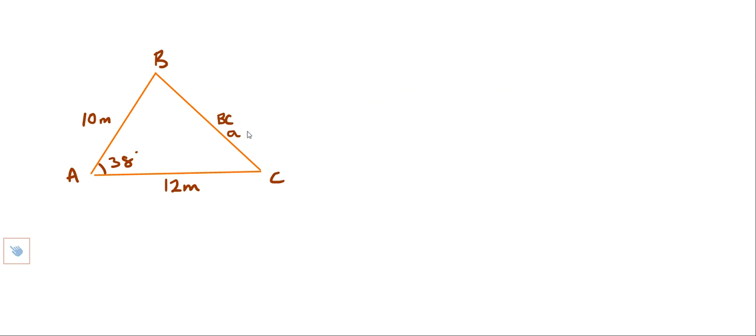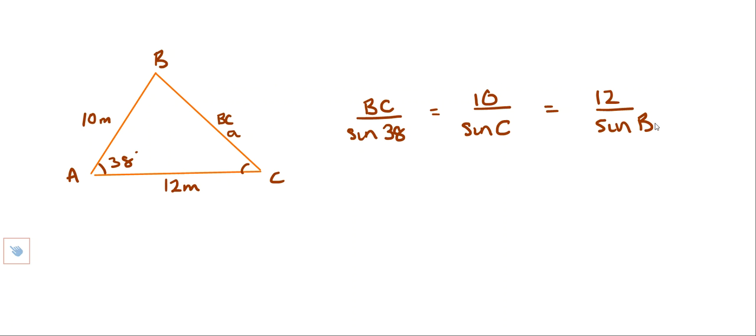Okay, so let's just write sine rule out again. So what is it? BC over sine 38 equals 10 over sine of C, which equals 12 over sine B. Okay, what's the problem? You can't cross anything out.